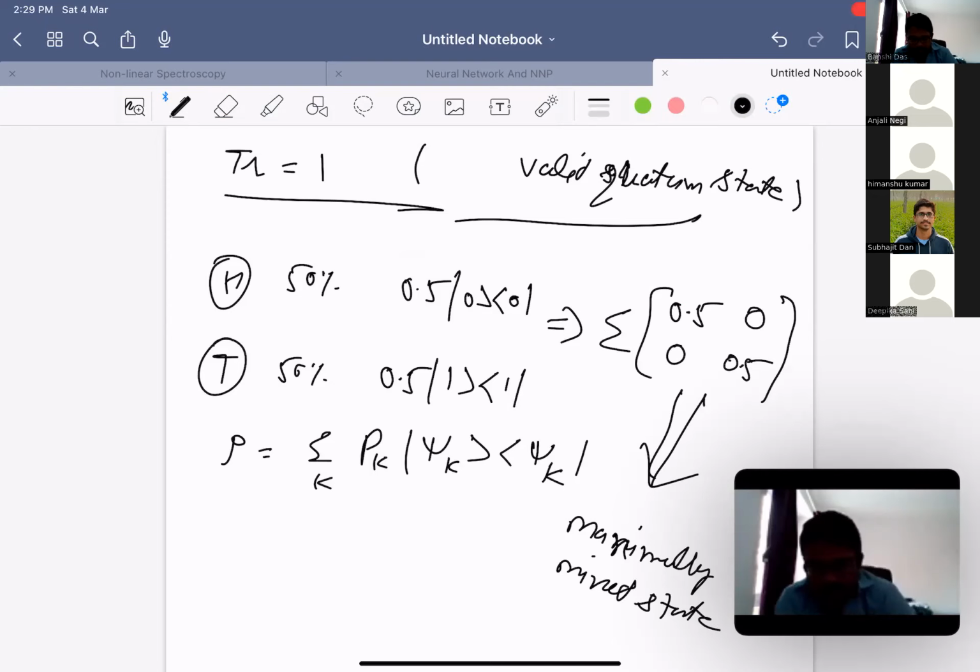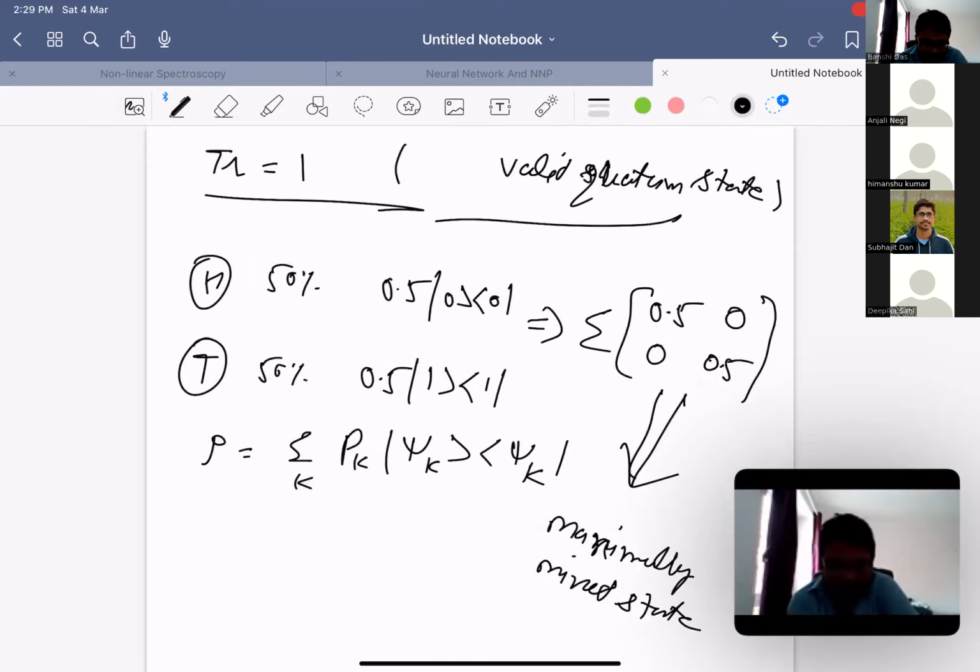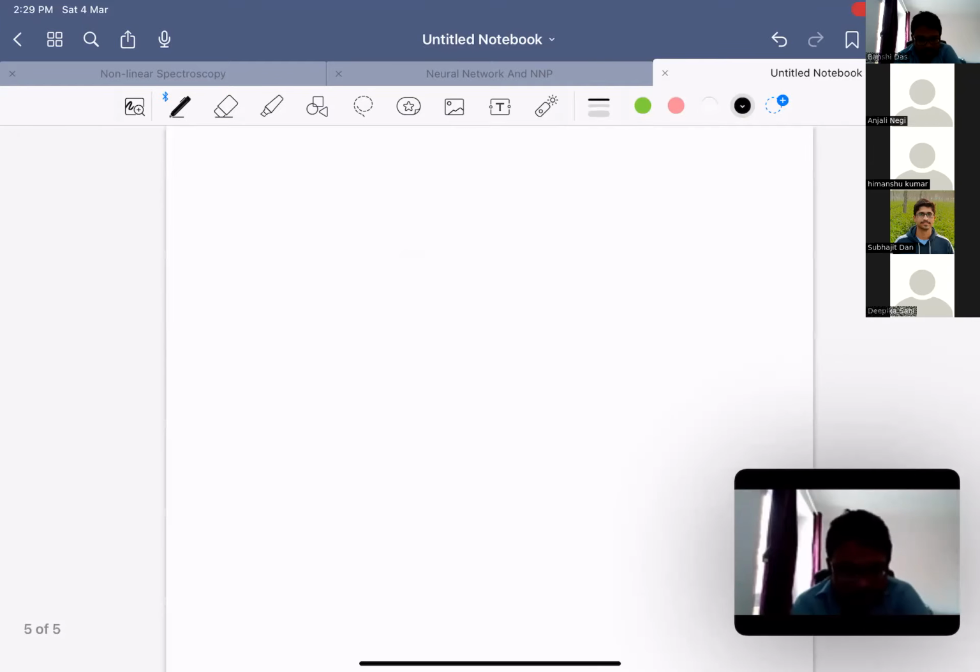From now we have seen the density matrix for a pure state and for a mixed state. Then next, what's the difference between a pure state and a mixed state?